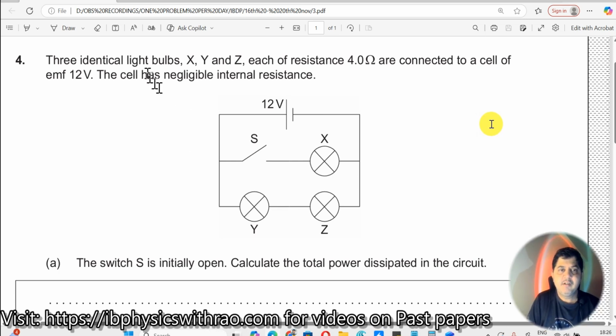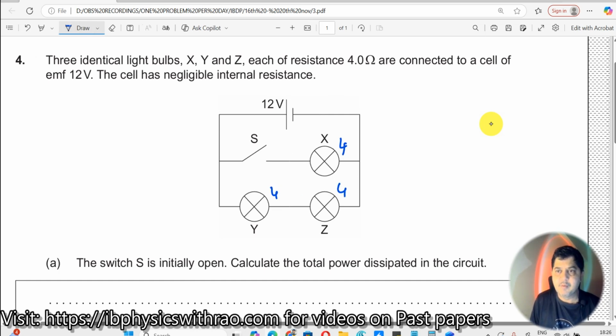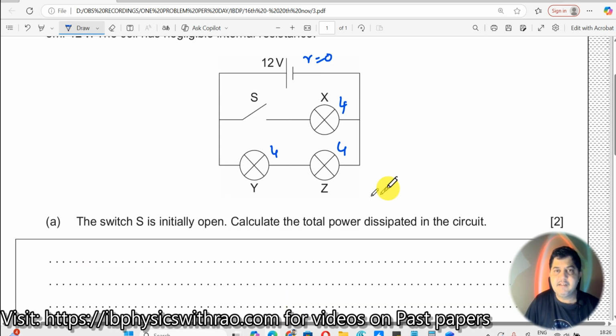Question number 4. Three identical bulbs X, Y and Z, each of resistance 4 ohms, connected to a cell of EMF 12 volt, and the cell has negligible internal resistance. No internal resistance here, so r is equal to 0. The switch S is initially open. Calculate the total power dissipated in the circuit.